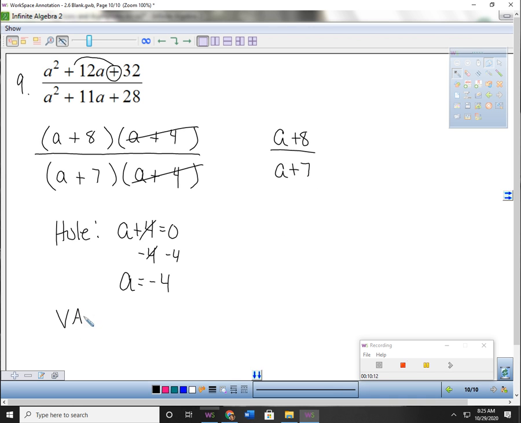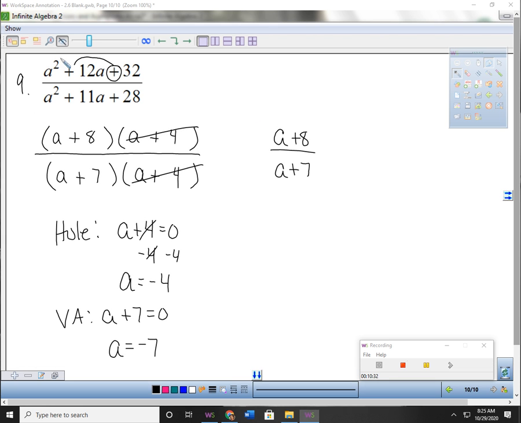So since I have something left on bottom, that means I do have a vertical asymptote. So I'm going to take that bottom and set it equal to 0. And honestly, you could probably just look at that and say that's going to be negative 7, right? So I have a vertical asymptote at a equals negative 7.